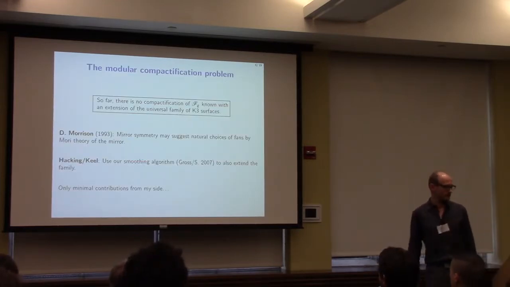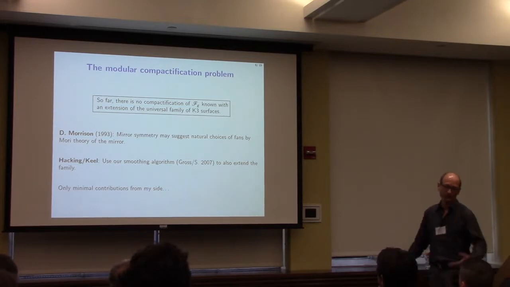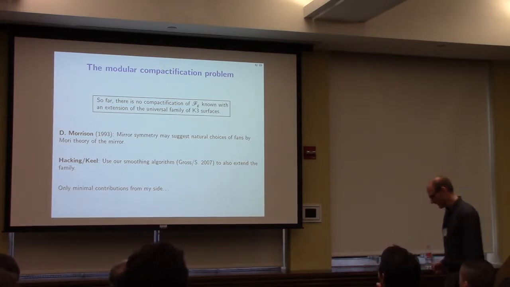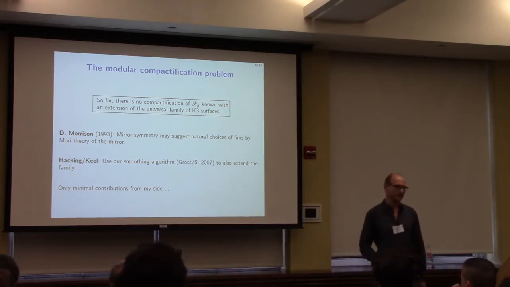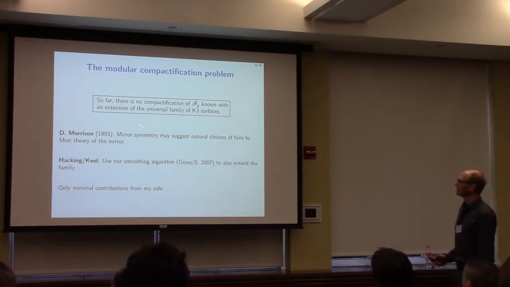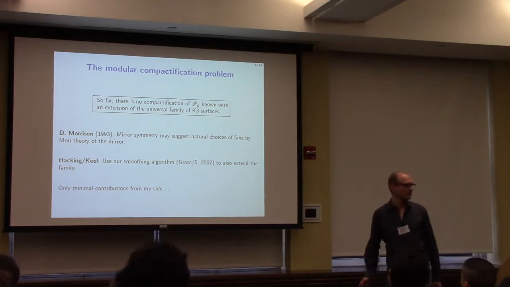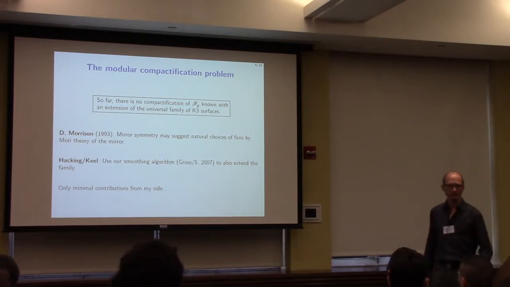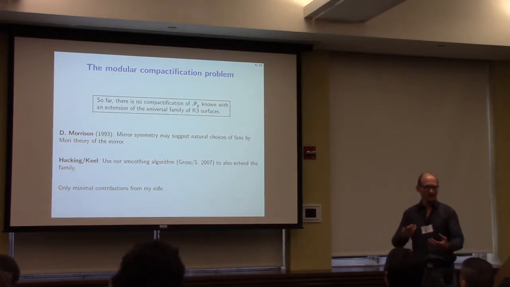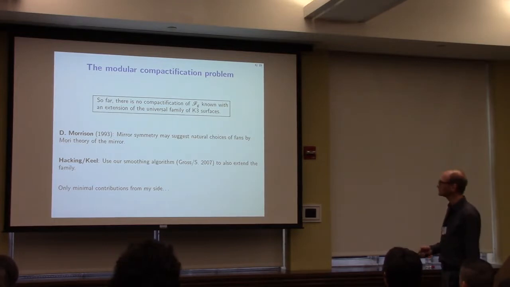Okay, so far there's no compactification known that actually supports an extension of the universal family of K3s who live over this F_g. And David Morrison in 1993, in the infancy of mirror symmetry, already suggested, in a paper entitled Compactifications of Moduli Spaces Inspired by Mirror Symmetry, and maybe not literally, I had a little trouble checking the exact statement, but morally it's in there, that looking at the birational geometry of the mirror may make some suggestions on how to do the toroidal compactification.